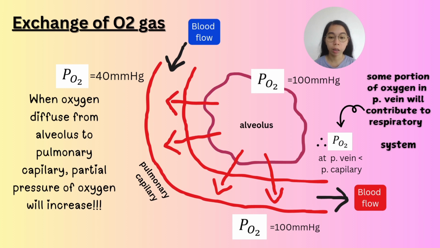And at the end of the capillary, we have a difference in the partial pressure of oxygen at the pulmonary vein and the pulmonary capillary. So the partial pressure of oxygen at the pulmonary vein is less than at the pulmonary capillary, because some portion of the oxygen in the pulmonary vein will contribute to the respiratory system.